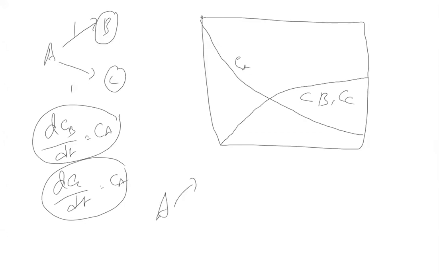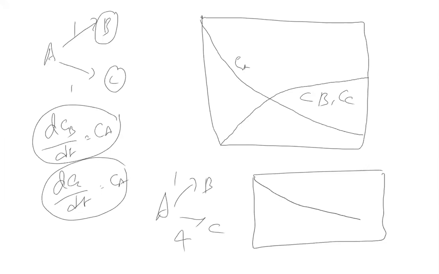Suppose can you draw concentration profiles of A gives B, C, where this is 1, this is 4. Then what happens? A decreases like this, B rate is 1, so B slowly increases. This is, let's say, A. C is 4 times, that means the concentration of C increases like this. So these are some profiles.